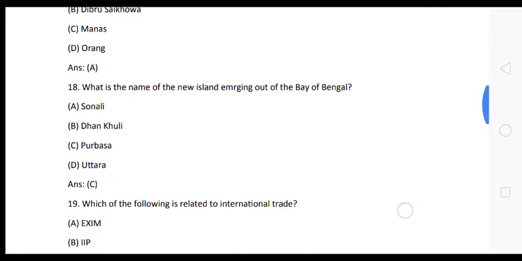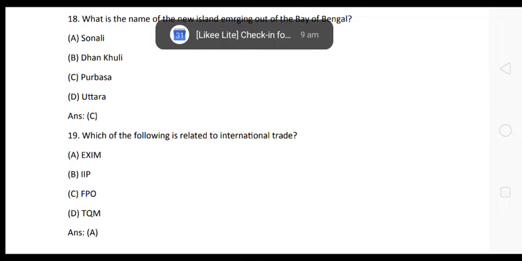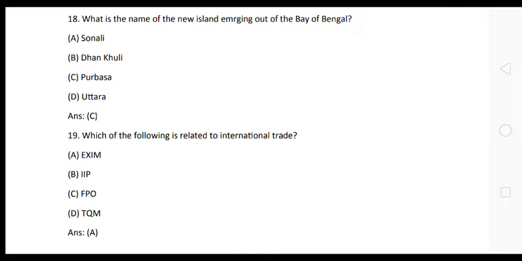The next question is: what is the name of the new island emerging out of the Bay of Bengal? Options are Sonali, Dankuli, Purvasa, Uttara. The correct answer is option C, Purvasa.